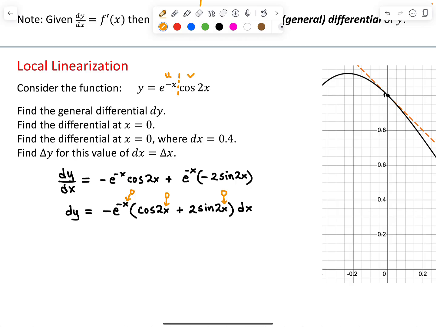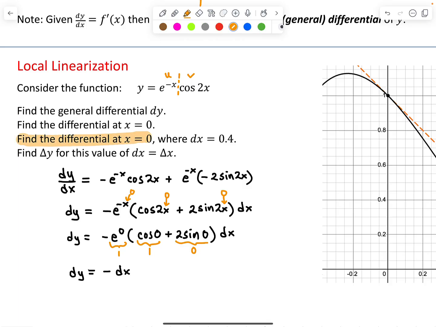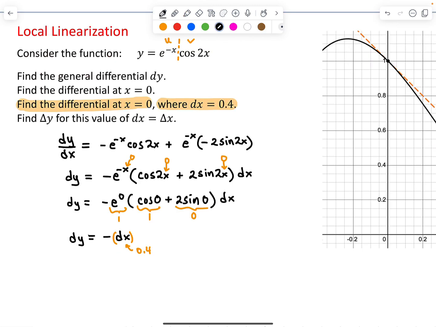So next we substitute 0 in for all the x's in this derivative, and we get negative e to the 0 times cosine of 0 plus 2 sine of 0 times dx. Sine of 0 is 0, so we're going to get 0 for this expression. Cosine of 0 is 1. E to the 0 is 1. So in the end, we get dy is equal to negative 1 times dx, or just negative dx. Now we'll find the value of this differential at 0, and then furthermore, where we substitute 0.4 in for the delta x, or the dx. That gives us that dy is equal to negative 0.4 in this case.